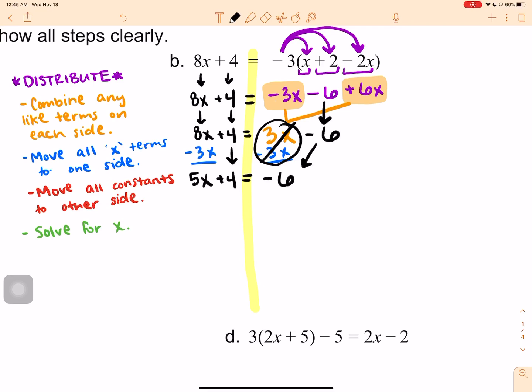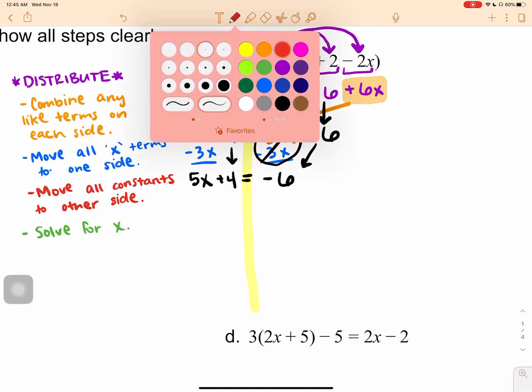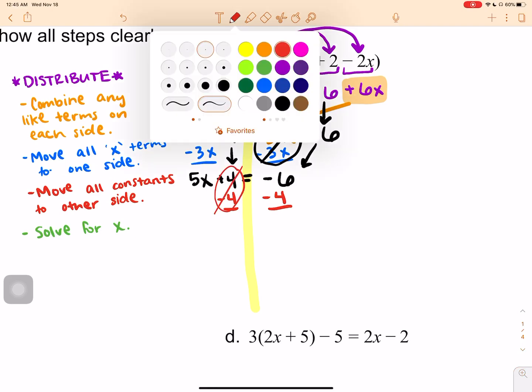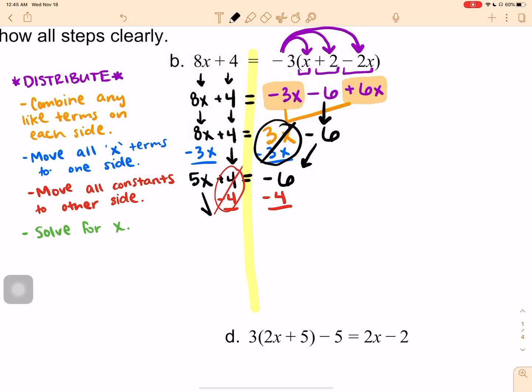So now I need to move all constants to the other side. So here, I have the plus 4. So I need to subtract 4 from each side. Okay. So now on the left-hand side, I'm left with 5x because 4 minus 4 is 0. 5x equals negative 10. Negative 6 minus 4 is negative 10.